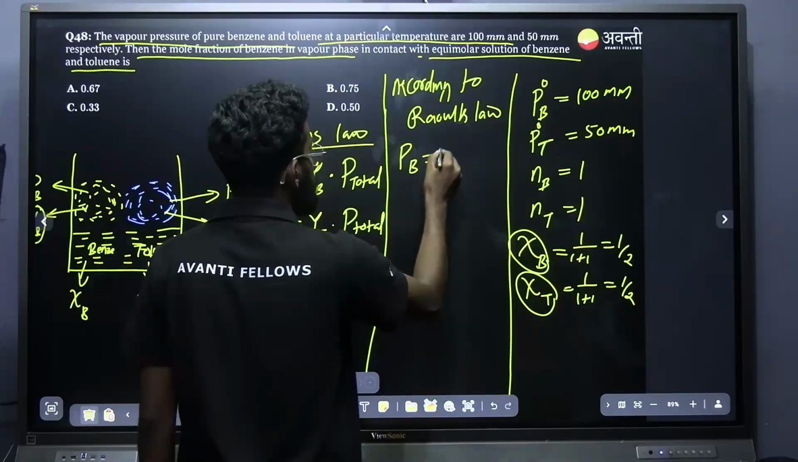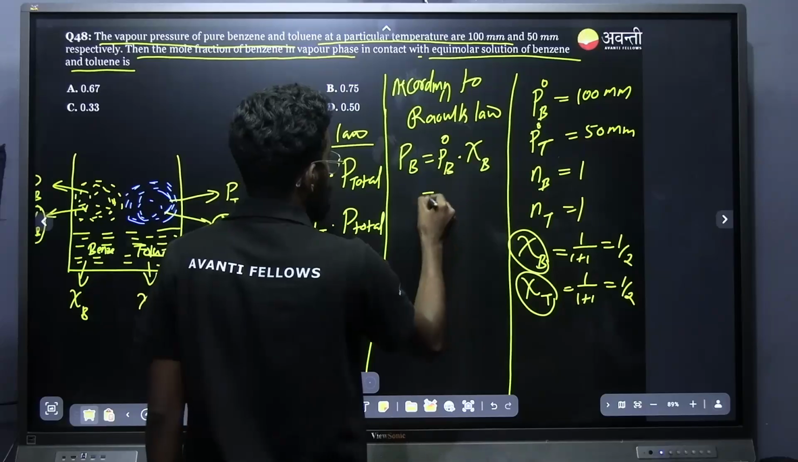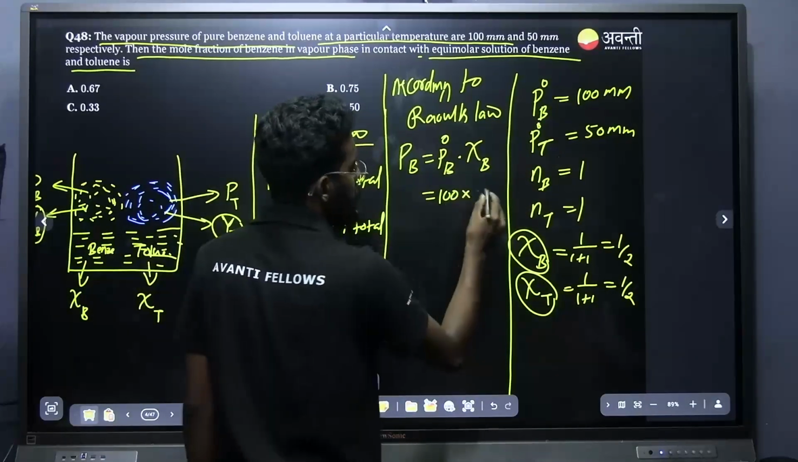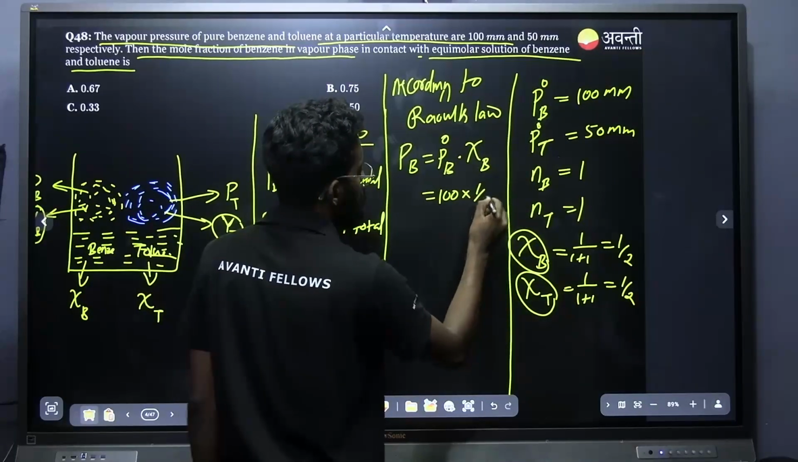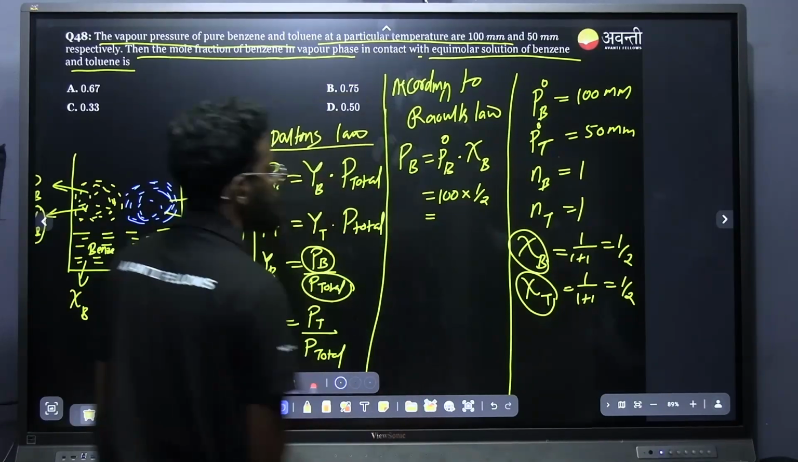Pb is equal to P naught B into chi B. What is P naught B? P naught B is given in the question as 100, and into chi b, the mole fraction of benzene, which is equal to 1 by 2. What is the answer we are getting here?